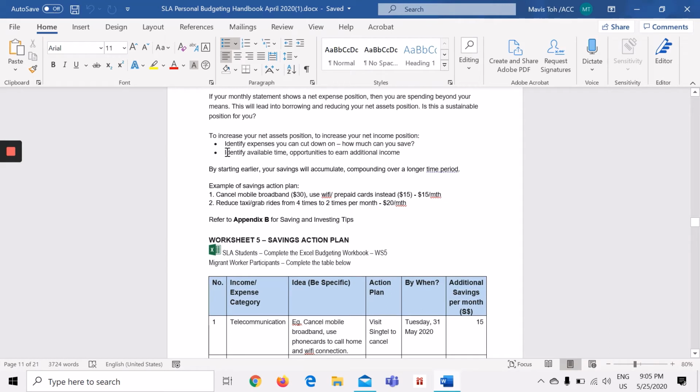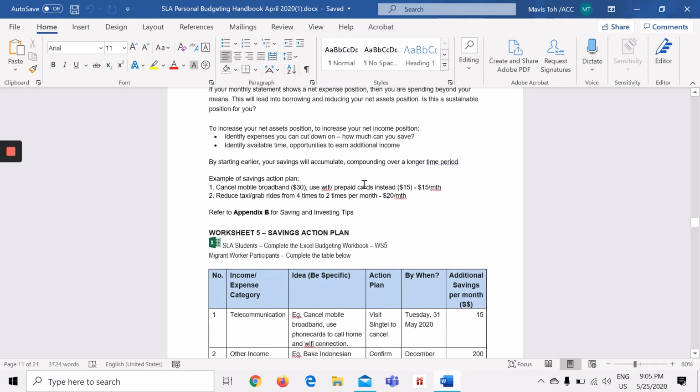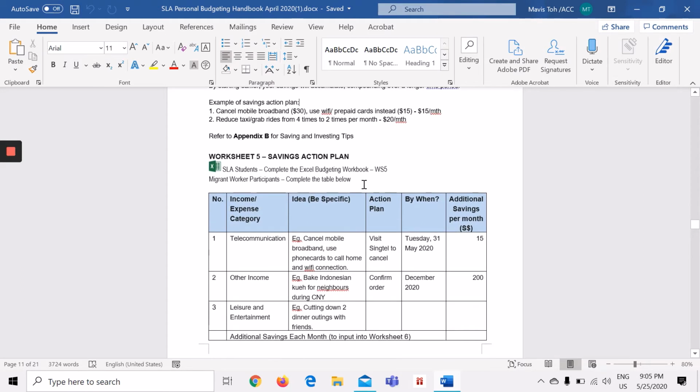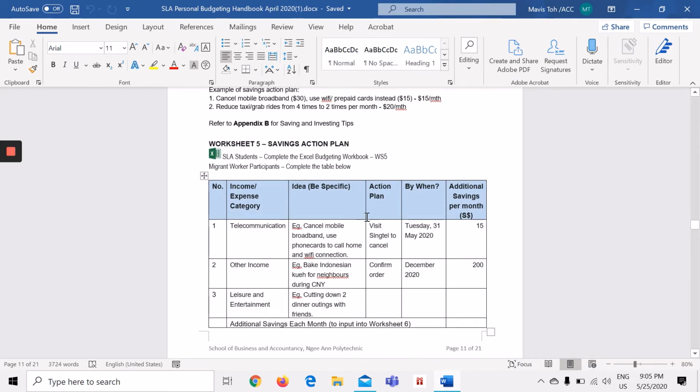And then you will be asked to identify the available time and opportunities to earn additional income, such as doing arts and crafts and selling them to your friends or to the public. So let's move on to this worksheet 5 here. As you can see, there are a few examples here that you can refer to.